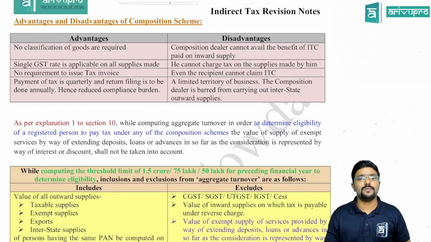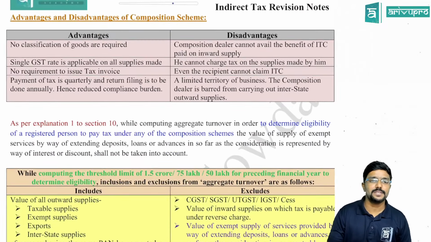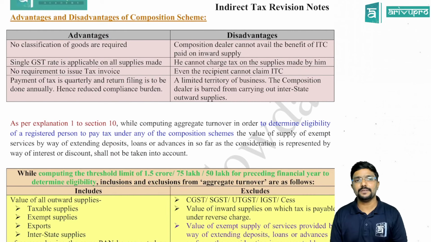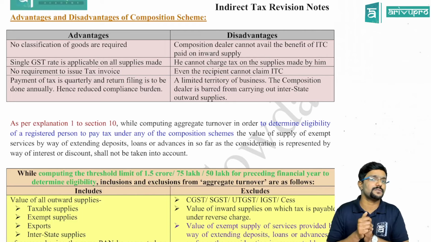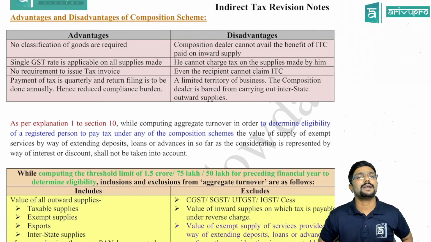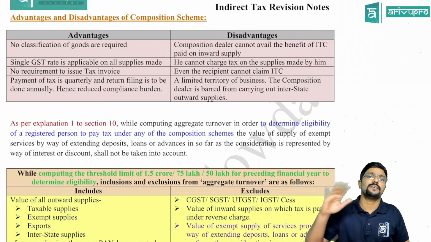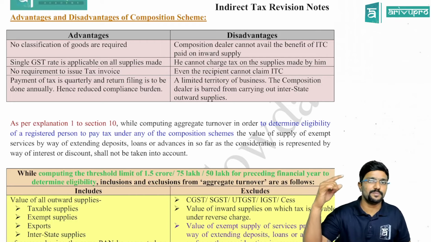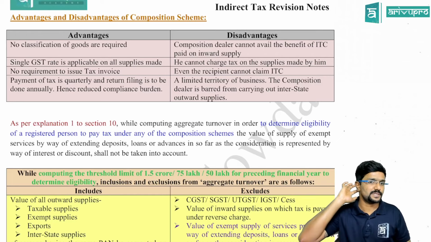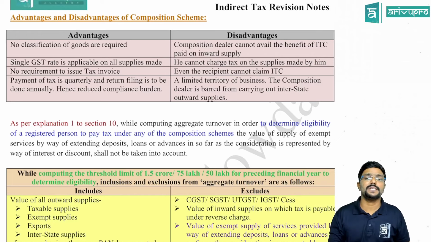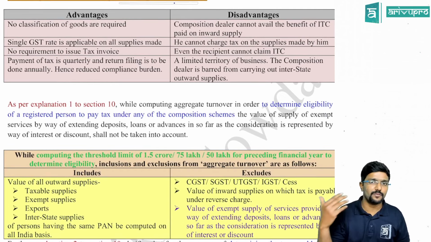Then coming to advantages and disadvantages. First, advantages. No classification of goods is required. In case of the normal scheme, I have to classify based on the HSN code of my goods or services. I have to classify and check what is the rate applicable for my goods and pay the tax at that rate. But in case of composition, I will pay tax at a straightforward rate, the composition rate, which is 1% or 5% or 6%. Then a single GST rate is applicable on all supplies made, irrespective of what goods or services I am supplying.